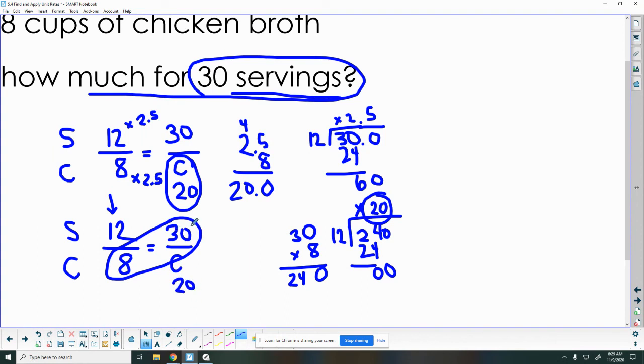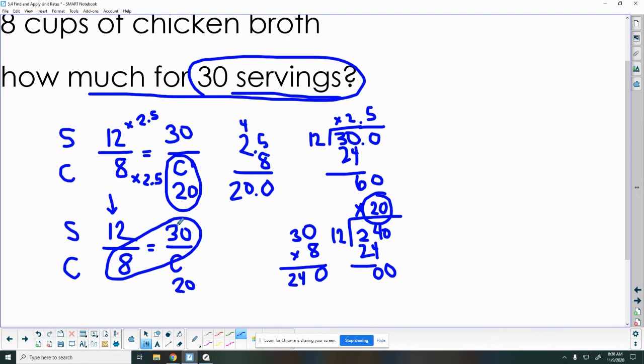So I was doing the opposite of 30 divided by something. So I had to multiply and bring it to the other side. And then we had to divide by 12. So really, you're doing the same problem and you're going to get the same answer. It's just different ways and strategies. So you can pick which way you like to solve these problems.